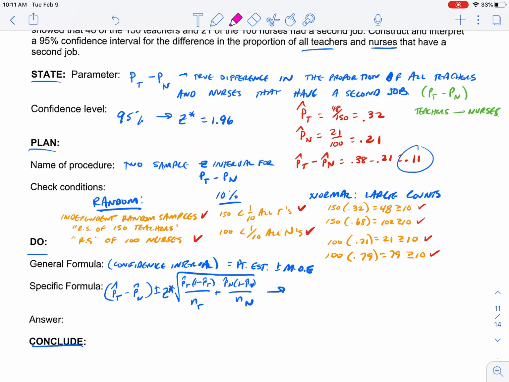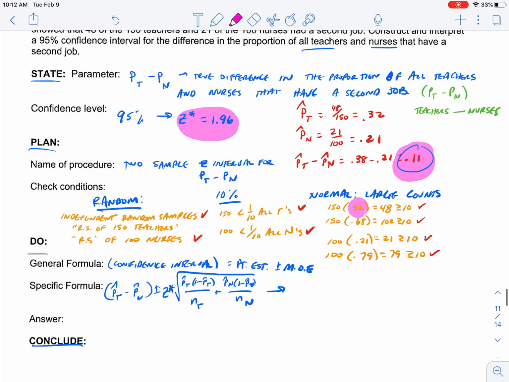Well, check out what happened here. I actually did a lot of this work already, which is kind of cool. We lay it all out. So I have p hat sub t minus p hat sub n. I have my z star. I actually have my numbers here, right? So I actually have my values. Ooh, that's not good.